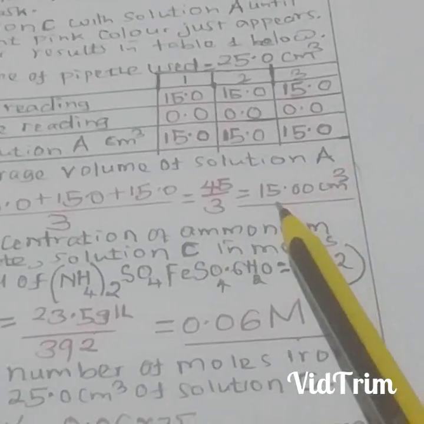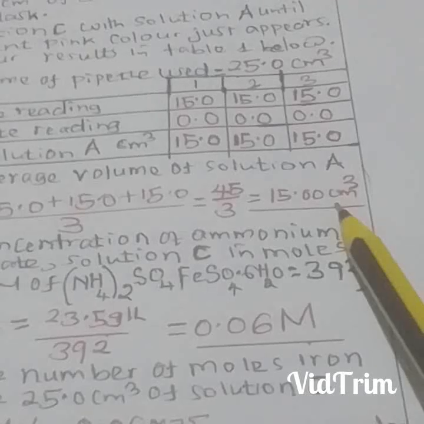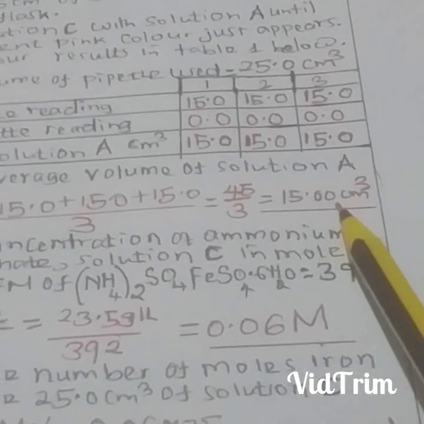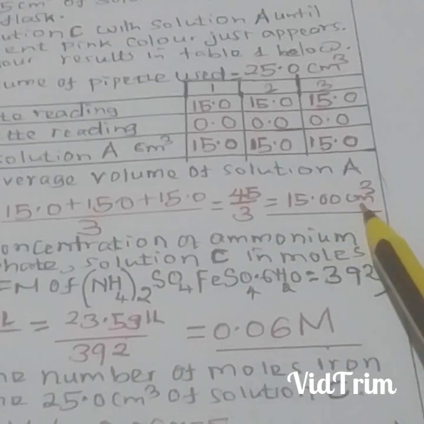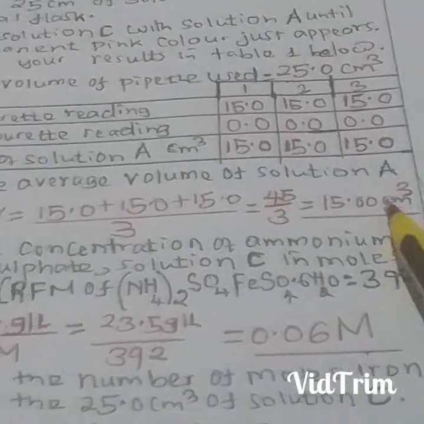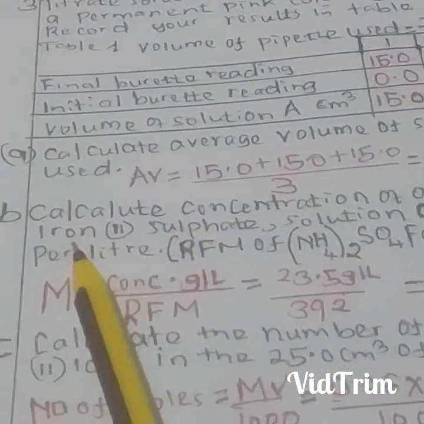When you calculate carefully, it is 15.000 centimeter cube. Why do we have decimal places in the average volume? For accuracy reasons. Is it okay, my student? Let us move to question B.